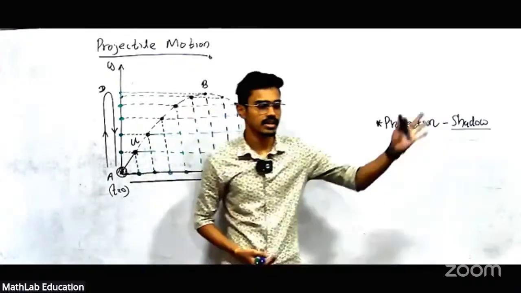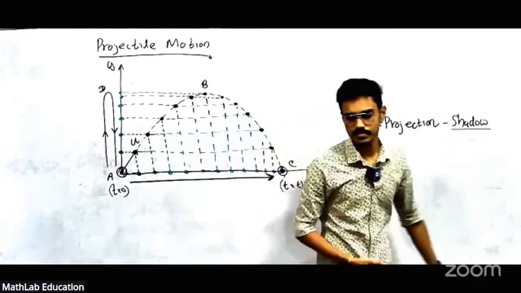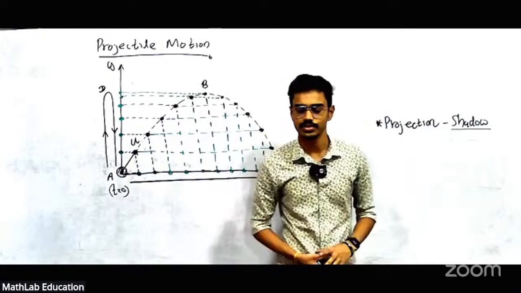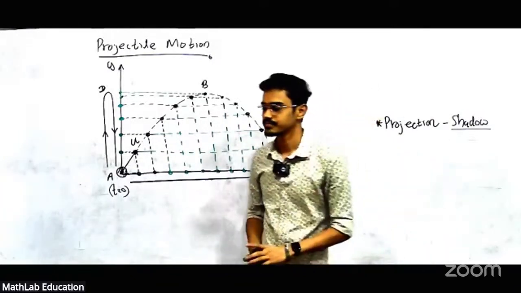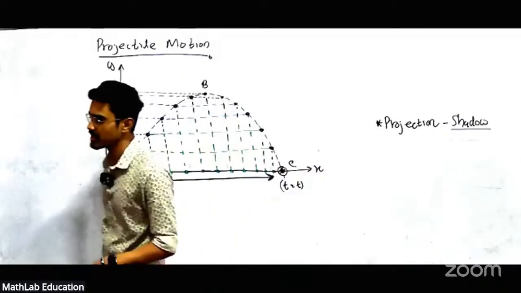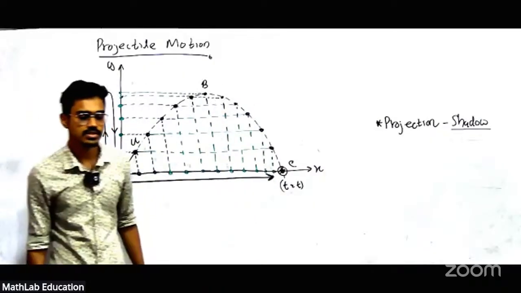If you throw anything, that's a projectile motion. If you are throwing something under gravity, right? That's going to be a projectile motion. If you are throwing something under gravity, that's a projectile motion.